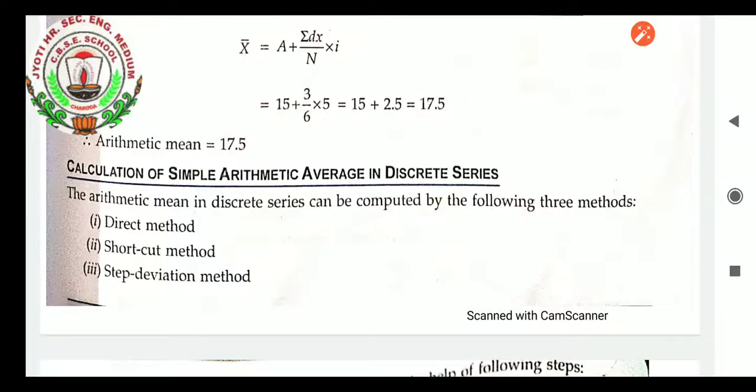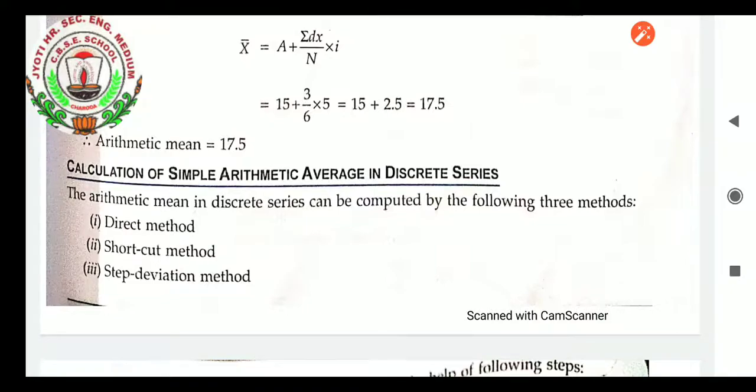The arithmetic mean in discrete series can be computed by the following three methods. Remember that in every chapter we will have three series: one is individual series, one is discrete series, and one is continuous series. For every series, three methods are there, meaning three formulas. One is the direct method, the second is the shortcut method, and the third is the step deviation method.